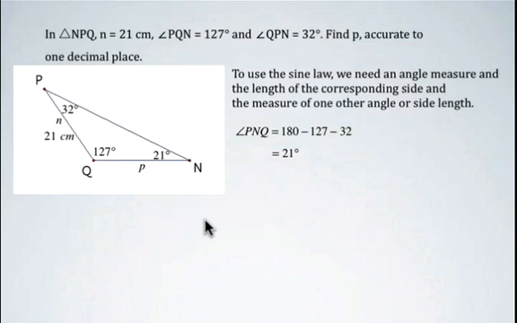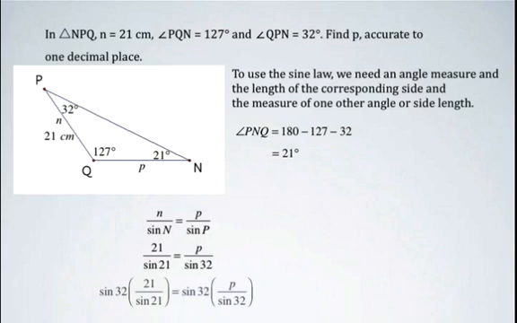So the sine law we're going to use is going to involve n and sine of N, p and sine of P. So n over sine N is equal to p over sine P. We sub in, n is 21, sine of N is going to be sine of 21 degrees. We're looking for p, and sine of P is going to be sine of 32 degrees. What we do next is multiply both sides by sine 32 to isolate p, and we get p is equal to sine 32 times 21 over sine 21.